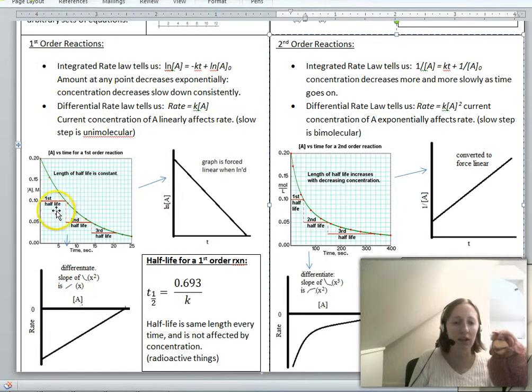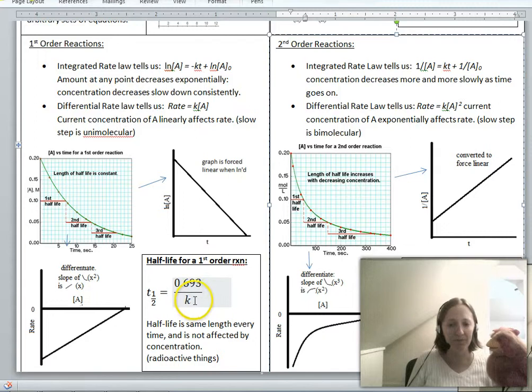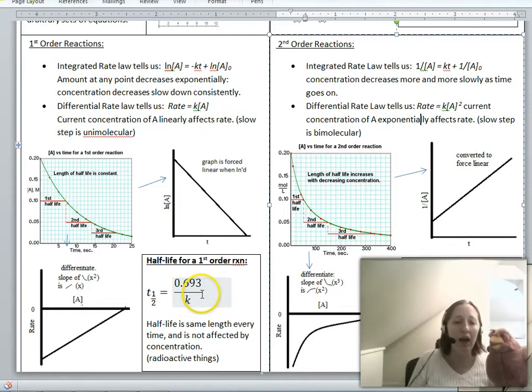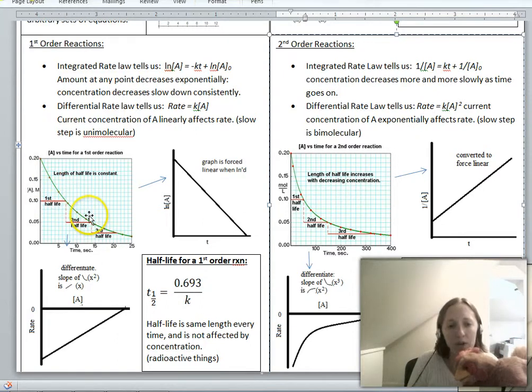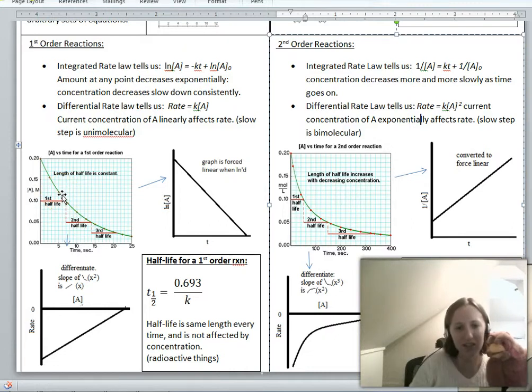This is the integrated rate law. They're tied together by calculus. The half-life is the ln of 2 over k. What's really cool about first order reactions is that the half-lives are the same length every time. Because it's slowing down, this time distance is the same size every time you cut it in half.